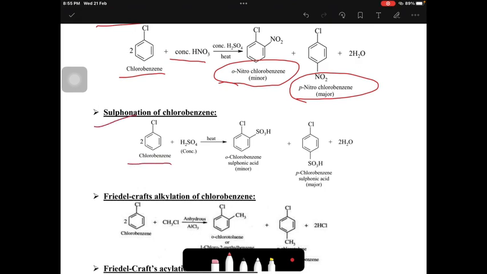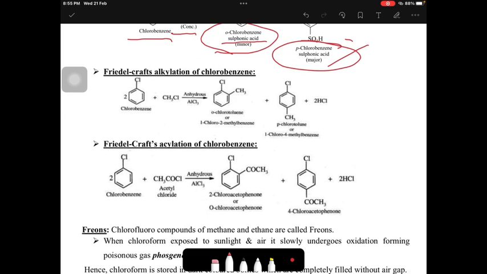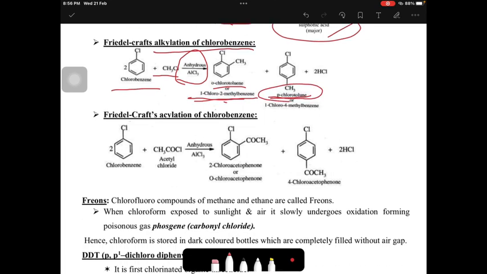Sulfonation: when chlorobenzene reacts with concentrated sulfuric acid, it gives ortho-chlorobenzene sulfonic acid as a minor product and para-chlorobenzene sulfonic acid as the major product. Friedel-Crafts alkylation: when chlorobenzene reacts with CH3Cl in the presence of anhydrous AlCl3, it gives ortho-chlorotoluene and para-chlorotoluene. Here para-chlorotoluene is the major product.